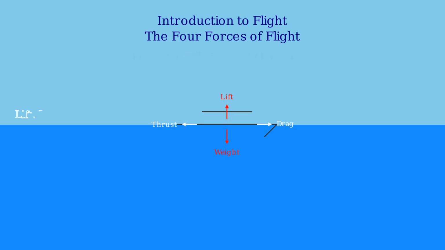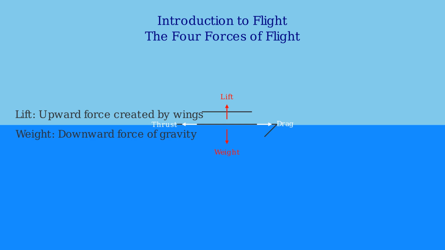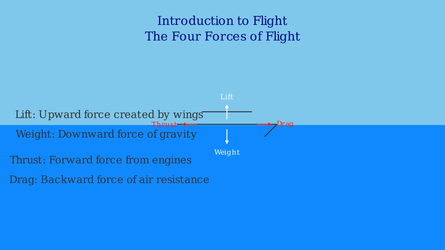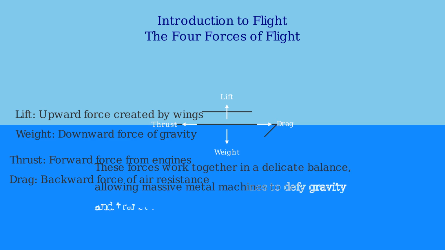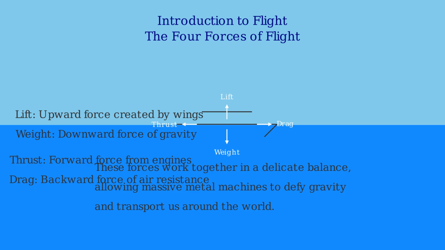Lift is the upward force created primarily by the wings. It counteracts the downward force of weight, which is caused by gravity. Thrust is the forward force typically generated by engines. It works against drag, which is the backward force created by air resistance. These forces work together in a delicate balance, allowing massive metal machines to defy gravity and transport us around the world. In the following sections, we'll explore each of these forces in greater detail.